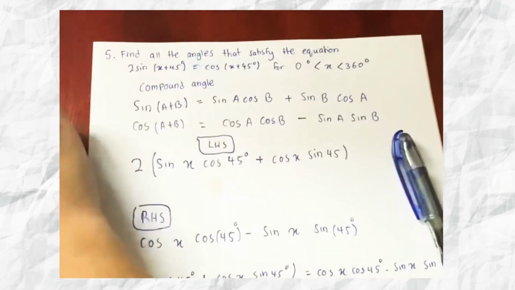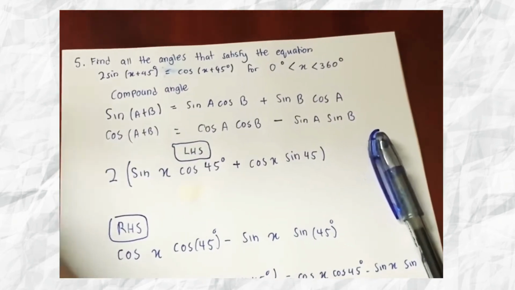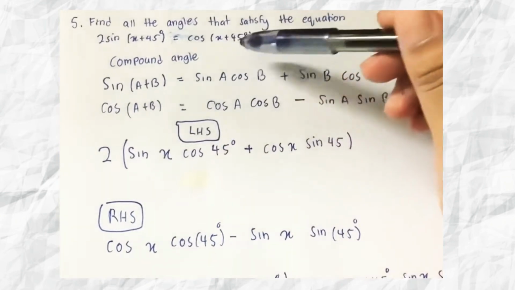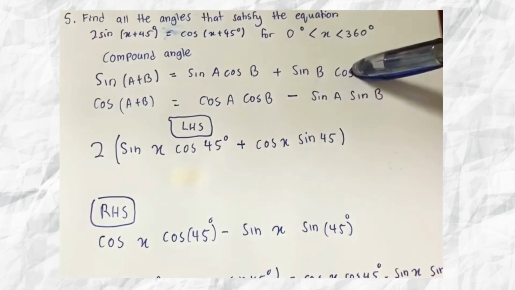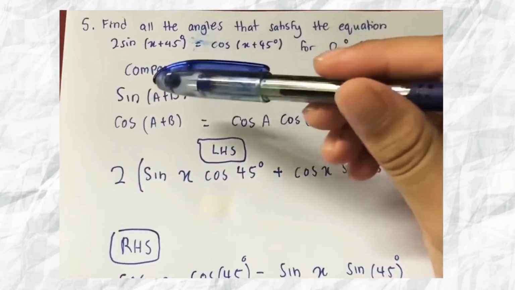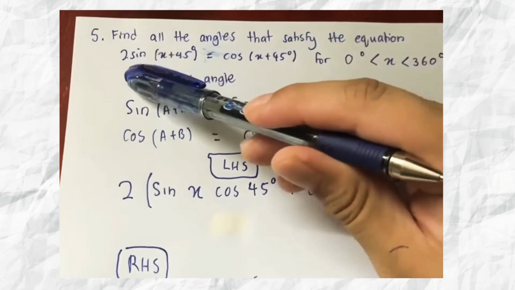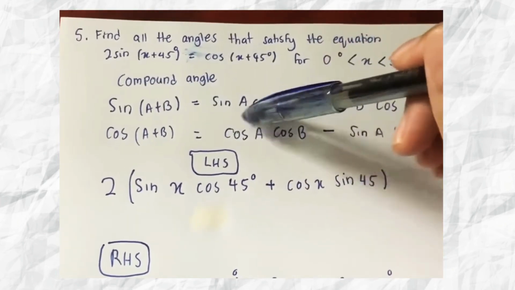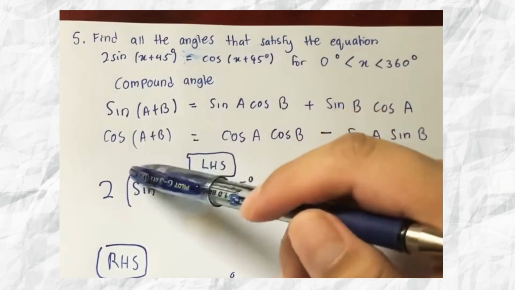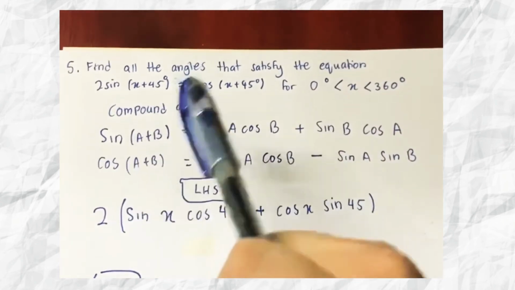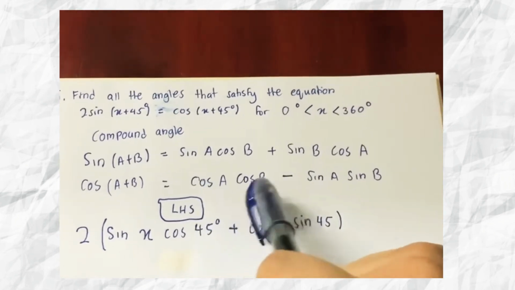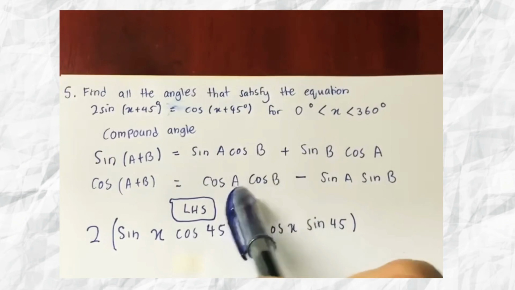So we could see that the compound angle formula is sin(A + B) = sin A cos B + sin B cos A. If you observe, it is the same. Sin(x + 45): x is A, 45 is B. It is the exact same. We just have to substitute the values inside. Same goes for cos(A + B). Here A is x, 45 is B. We just have to substitute the respective values of A and B.